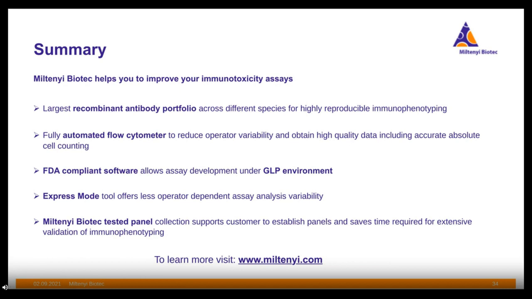As I mentioned, if you are performing your immunotoxicity assays under a GLP environment, our FDA-compliant software can help you there. And express mode solutions could offer operator-independent assay analysis and thereby enhance standardization. Finally, we really believe that our tested panels that I showed you earlier, this collection of panels, can support you to establish your panel, thereby saving the time required to extensively validate your immunophenotyping panel.